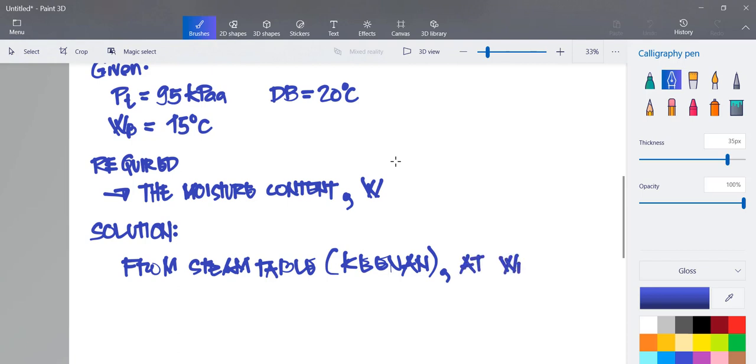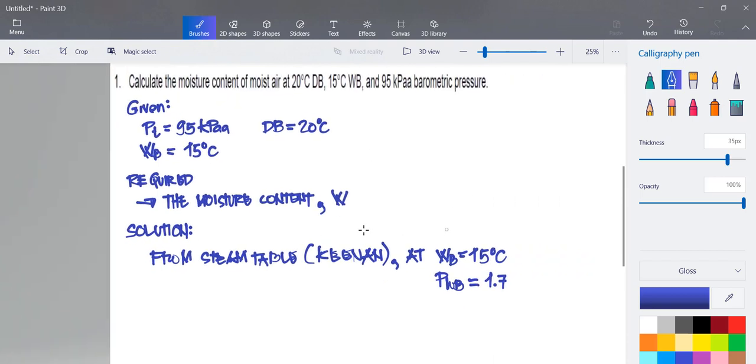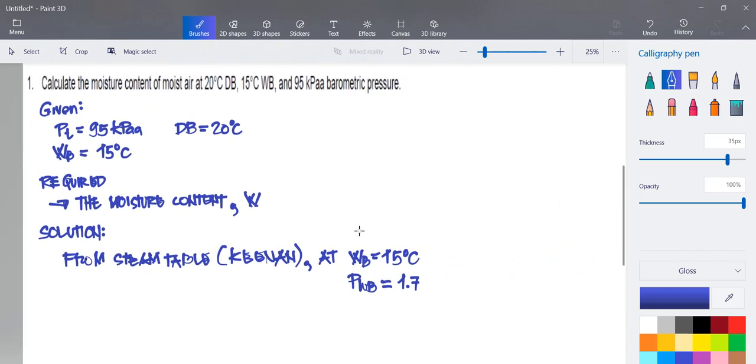So we have the value for your wet bulb, which is 15 degrees Celsius. So we have the pressure at the wet bulb will be equal to 1.7051 kPa absolute.